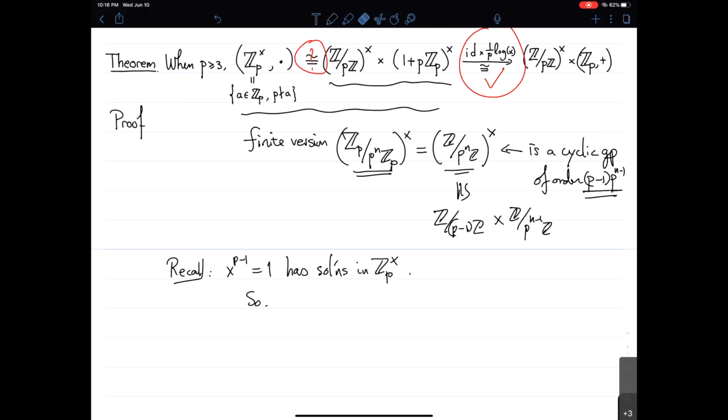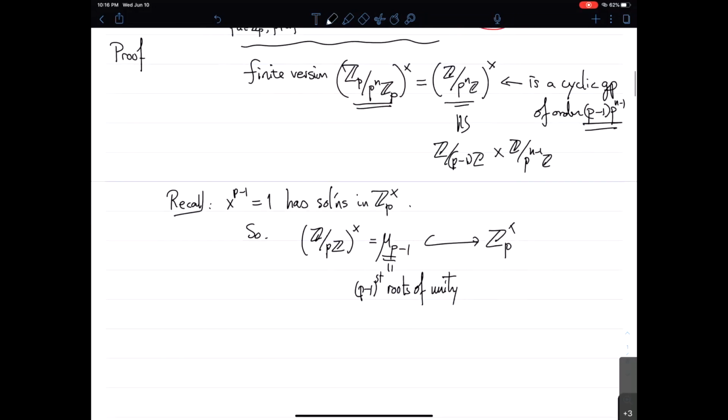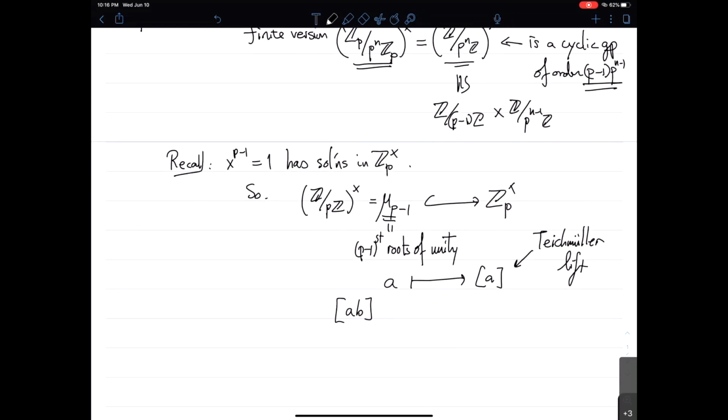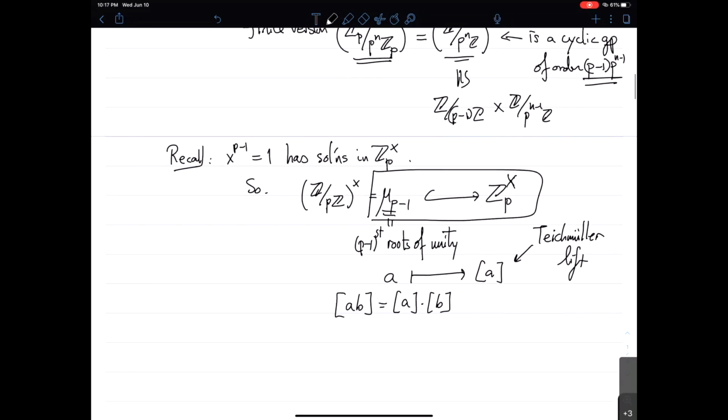So in particular, I have a way to embed back all the p minus 1 roots of unity. Excuse me, p minus 1 roots of unity. My bad. Back to Z_p cross. So this is the Teichmuller lift I talked about last time. It's called the Teichmuller lift. And we also talked about last time that this is multiplicative. Therefore, this embedding actually respects the group structure, and I'm going to take advantage of that.